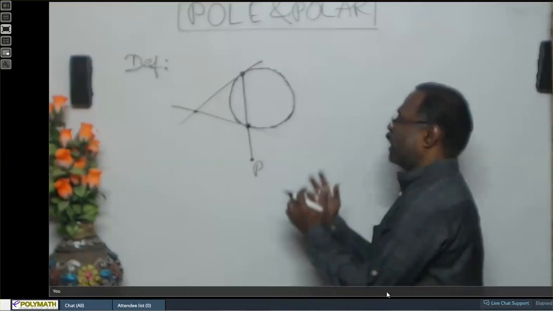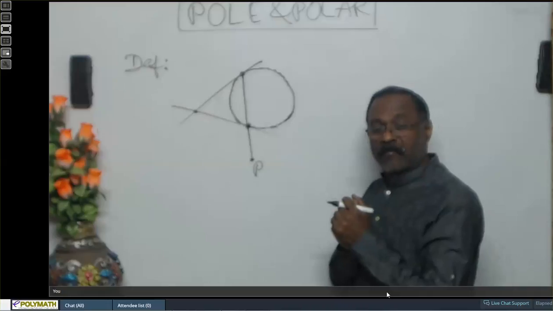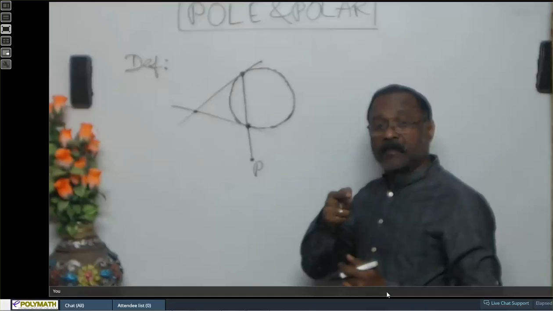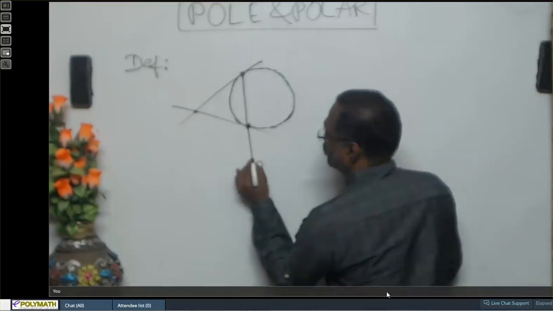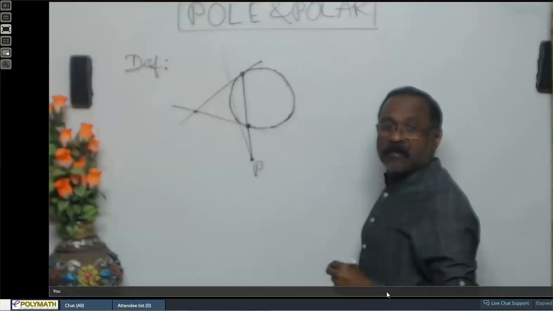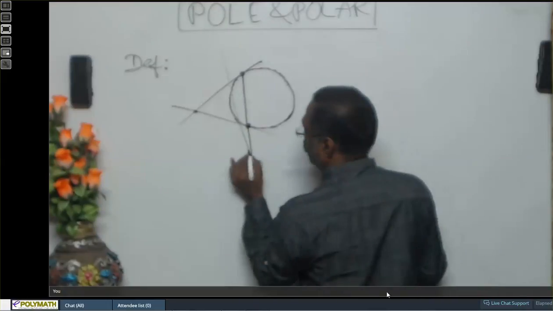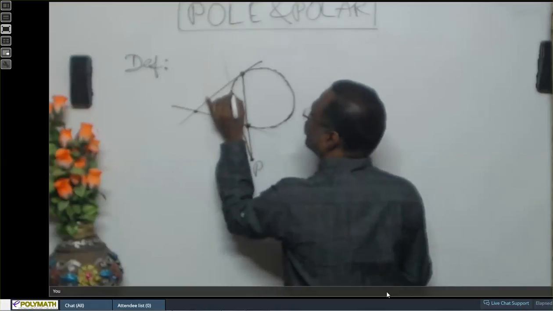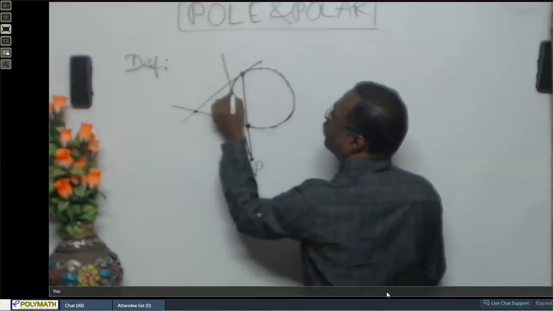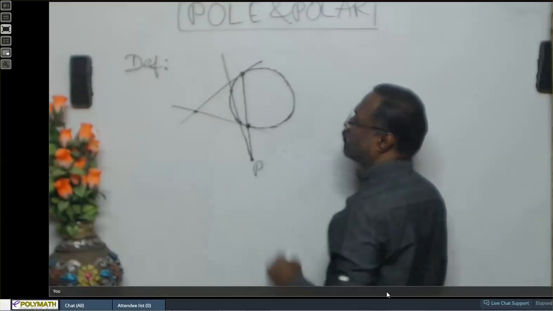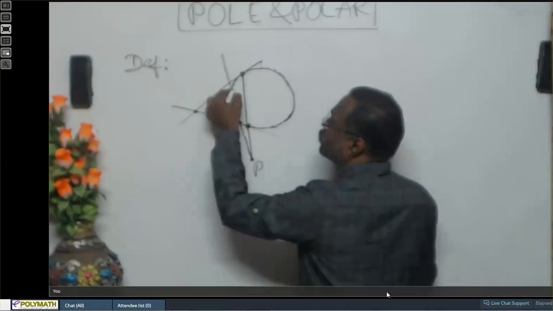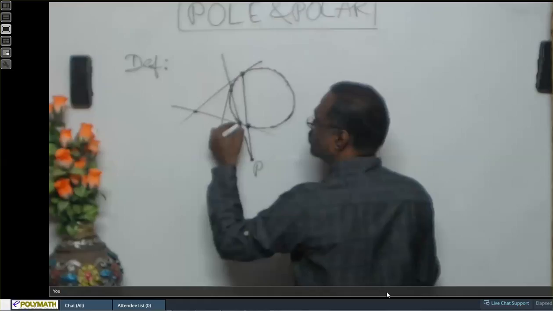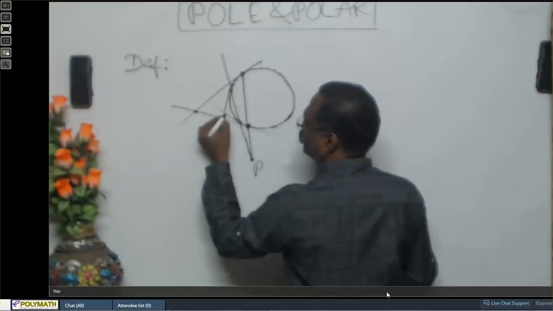Let us enlarge it. I have taken one chord here. Let me take another chord passing through the same point P, like this. Another chord can be drawn like this. So here this chord is intersecting the circle. Obviously the chord has 2 points of intersection on the circle. Now if you draw the tangent at this point of intersection and the tangent at this point of intersection, they are intersecting at this point.